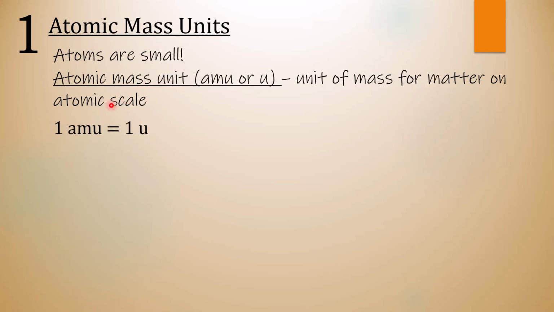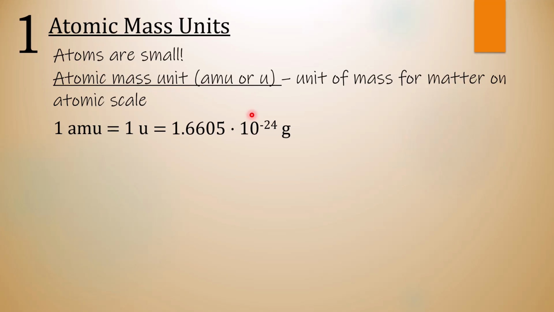So 1 AMU is equal to 1 U, because these convey the exact same information, just different symbols. But this is also equal to this many grams, 1.6605 times 10 to the minus 24 grams. Now, this 10 to the minus 24 indicates that this is a number significantly smaller than 1.